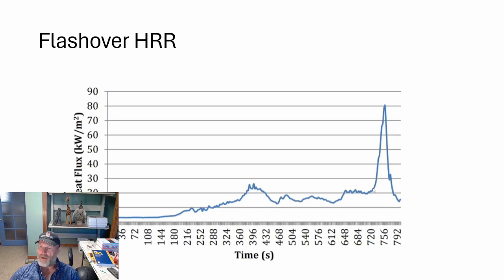This is your flashover HRR at that location. Within the compartment, it's probably higher, but we're just looking at the location where this transducer reading was. So at that point, it experienced a significant, sharp increase in heat flux, which is suggestive of a flashover.